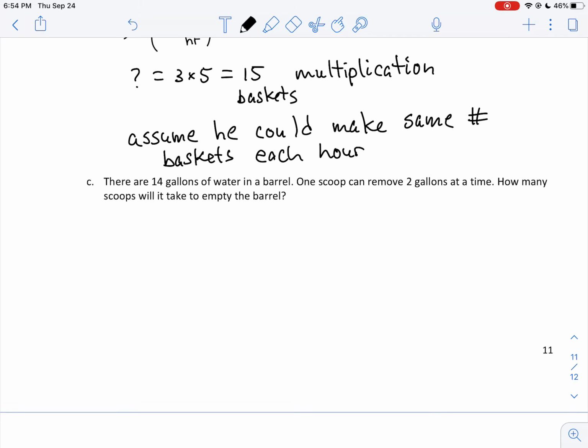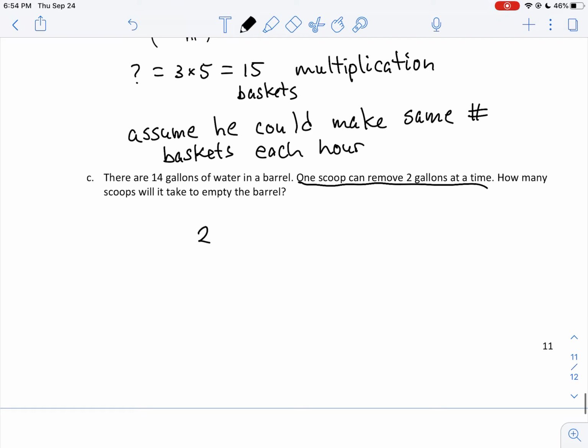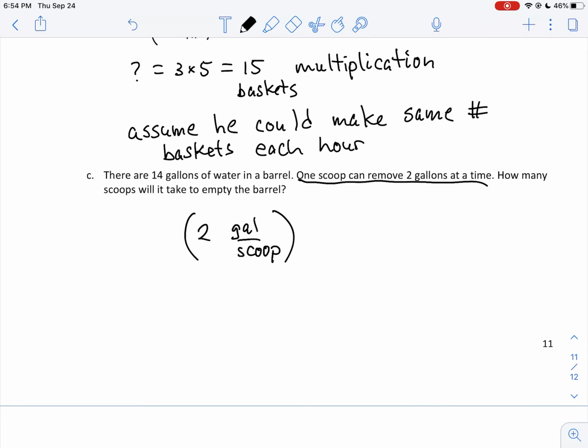And the last one, there are 14 gallons of water in a barrel. 1 scoop can remove 2 gallons at a time. Ooh, so I see this statement right here is a 2 gallons per scoop. That is a multiplicand. It establishes a relationship between gallons and scoops. How many scoops will it take to empty the barrel? Well, we know the total amount is 14 gallons. So the question is, how many scoops?